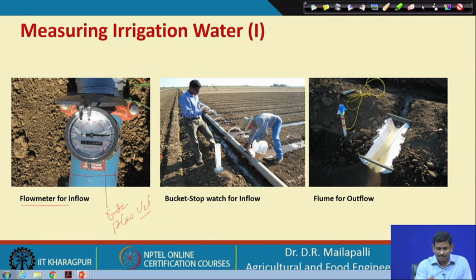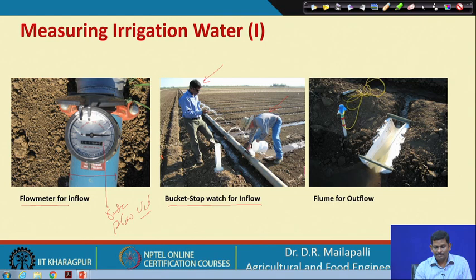This is me when I was at UC Davis working in the fields, and my colleague Dennis. We were using a bucket and stopwatch to find out the inflow to each furrow. So, here, a bucket and stopwatch.